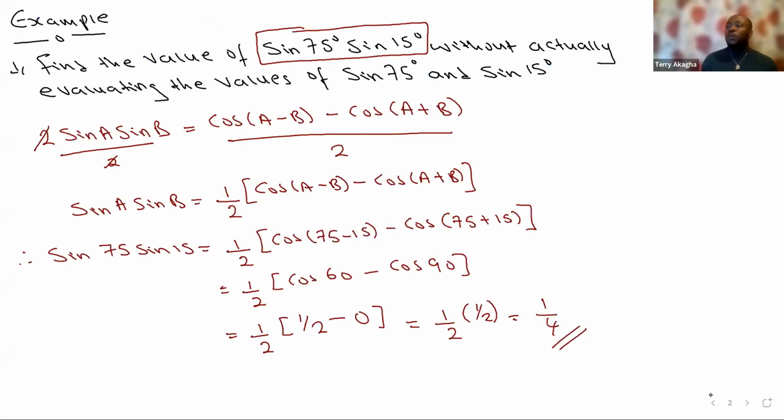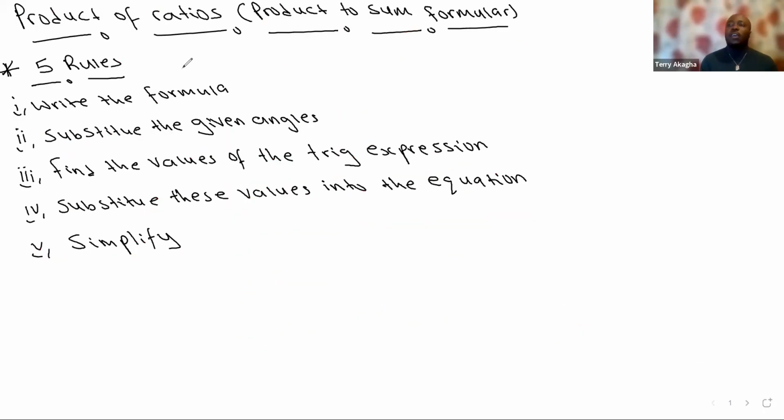So the first thing that you will notice as well is that a product of ratios is similar to the product to sum formula. In some textbooks we call it the product to sum formulas. You write down the formula, you substitute the given angles, you find the values of the trig expressions, you substitute these values into the equation, then you simplify.